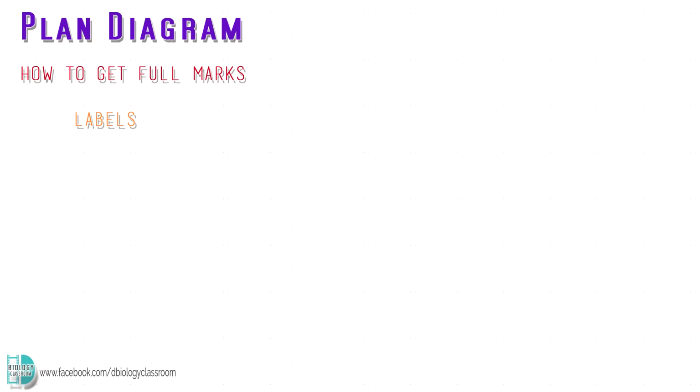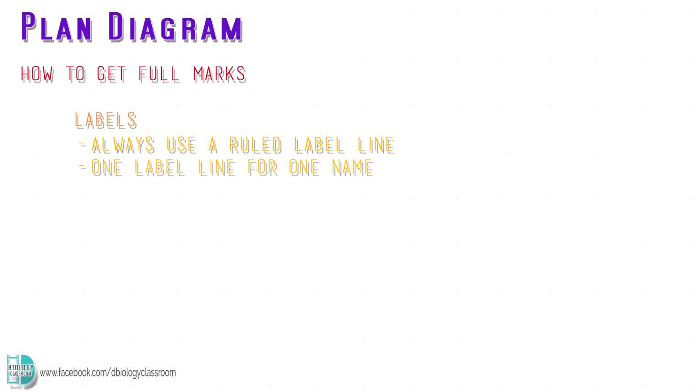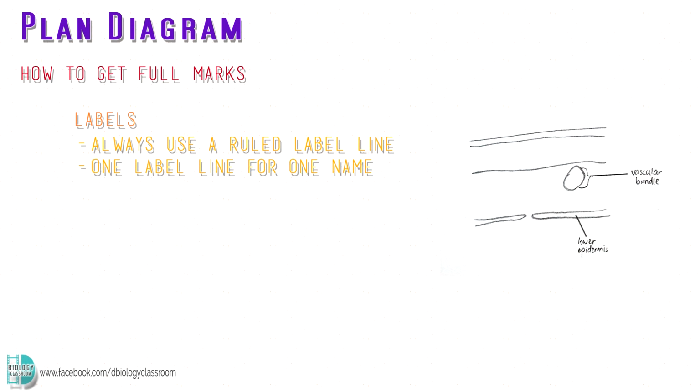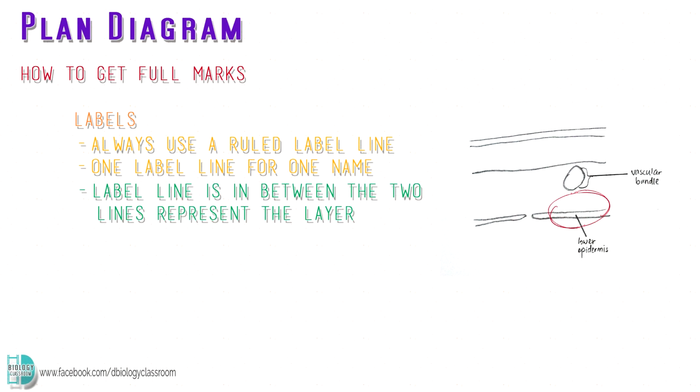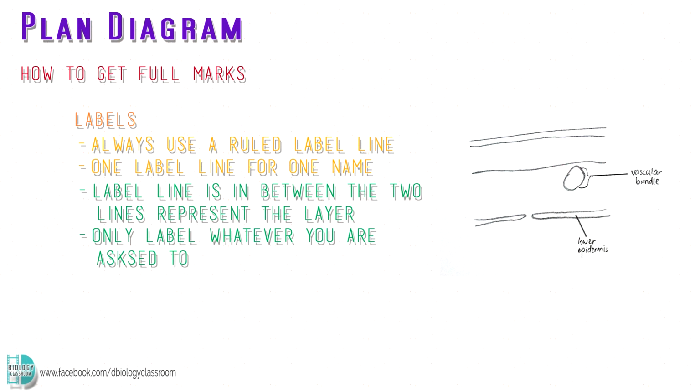Number 5, labels. Always use a ruled label line. One label line is only for one name. Do not have 2 label lines shared by one name. Make sure your label line is in between the 2 lines that represent the layer. Use a bracket if you have to. Only label whatever the question asks you to. Do not make unnecessary labeling. Sometimes the question doesn't even ask for labeling, so just don't do it.